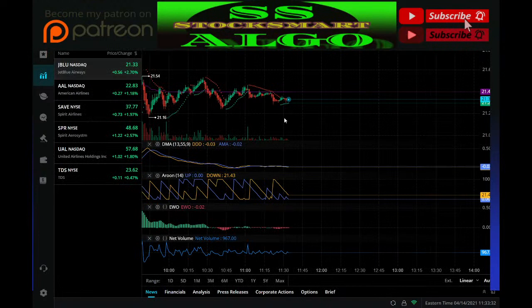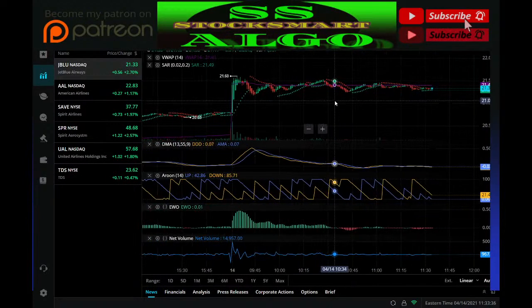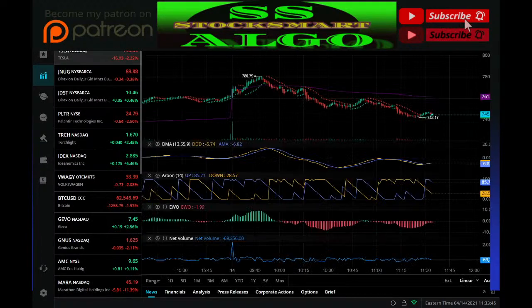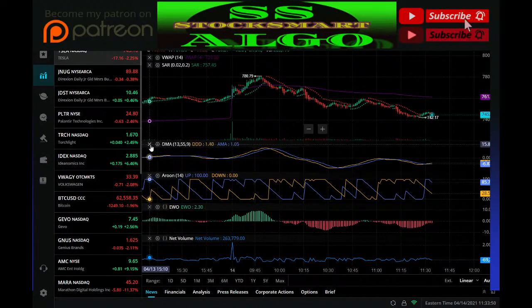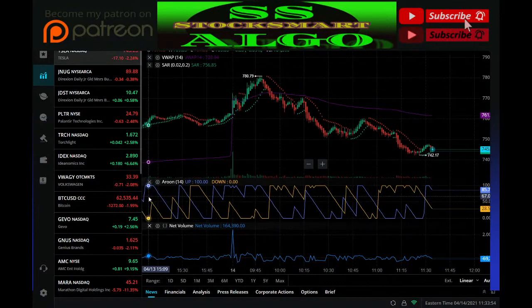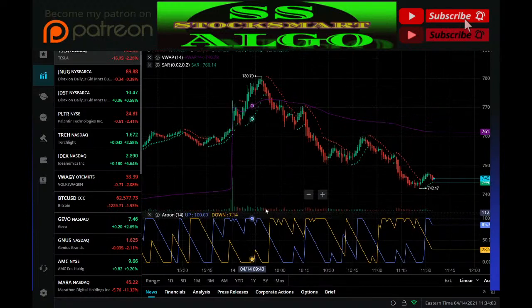Let's pull up a chart here. And we got JetBlue, which also looks similar to Tesla. Alright. Pow! Alright. Looks like we got our DMA up here. We can get rid of that. EWO, we can get rid of that. Net volume, you can clearly see where the spike in the volume was. So that was where your Action Jackson was happening. Alright, get rid of that.